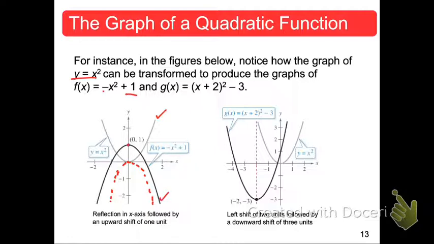Likewise, our parent function is x squared. The plus 2 tells me I'm going to go to the left 2. And then the minus 3 says I'm going to go down 3. And so what do I notice? I have a vertex at (-2, -3). And then I have my function.